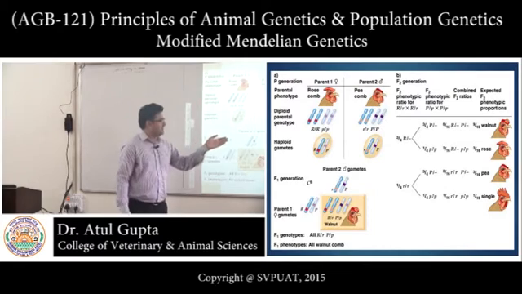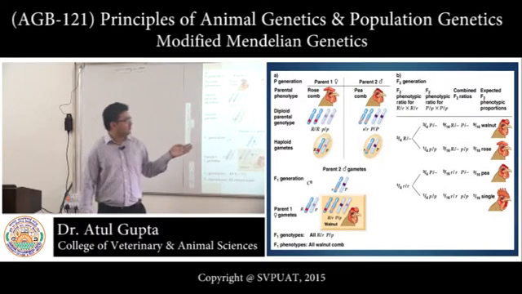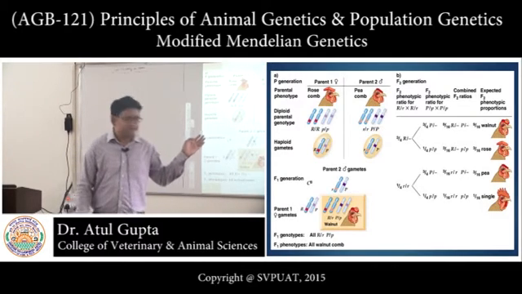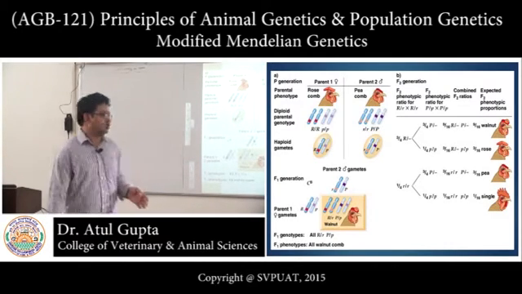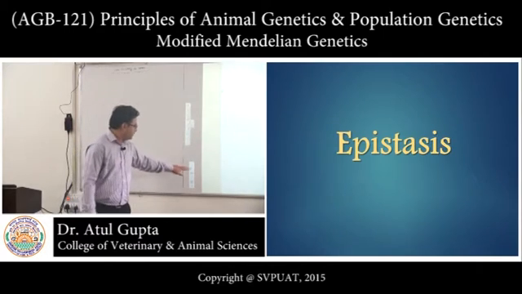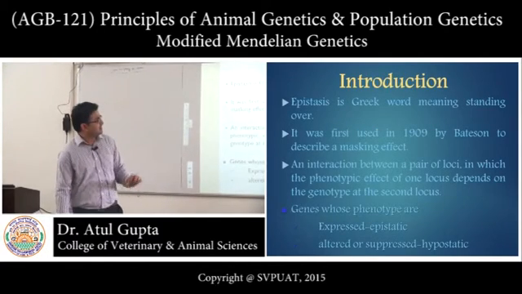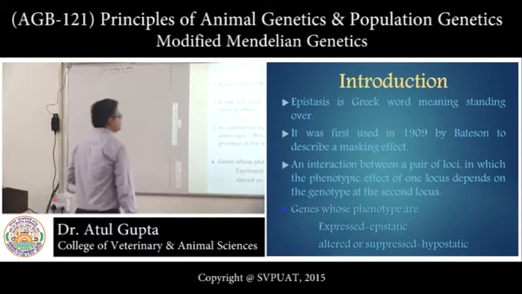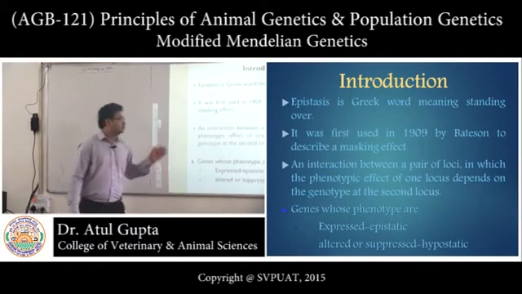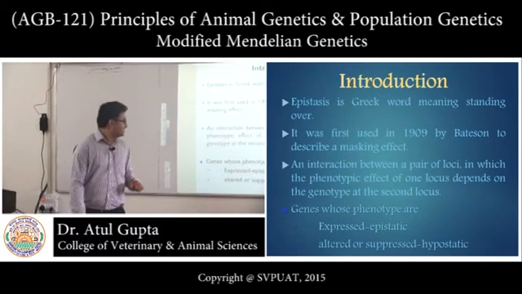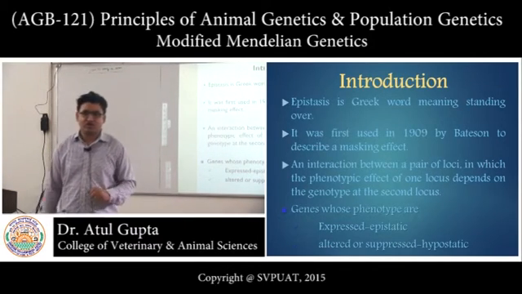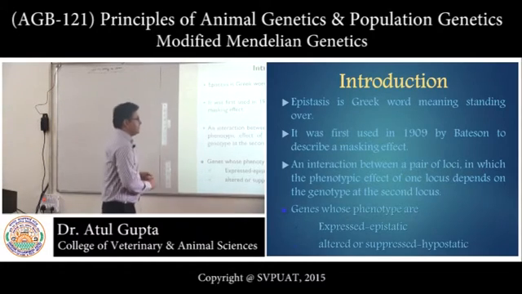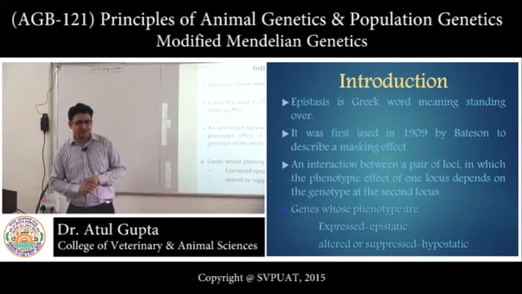And in F2, as we have seen already, we will get a 9:3:3:1 ratio of walnut, rose, pea, and single comb progenies. Epistasis, what is it? Epistasis is a Greek word meaning standing over. It was first used in 1909 by Bateson to describe a masking effect, an interaction between a pair of loci in which the phenotypic effect of one locus depends on the genotype at the second locus.